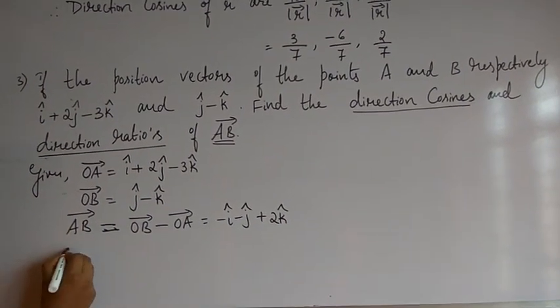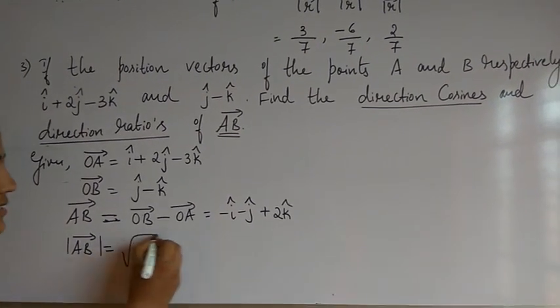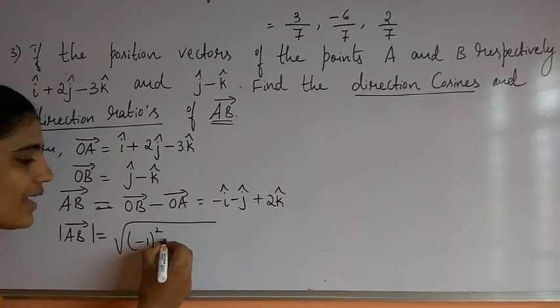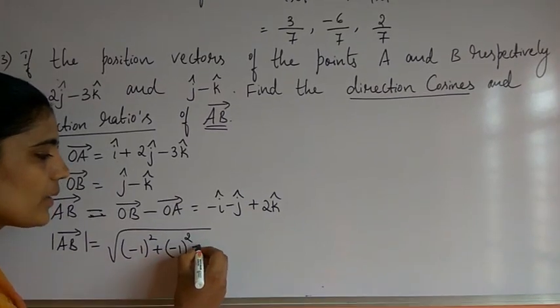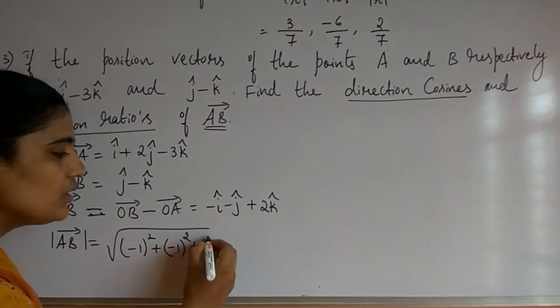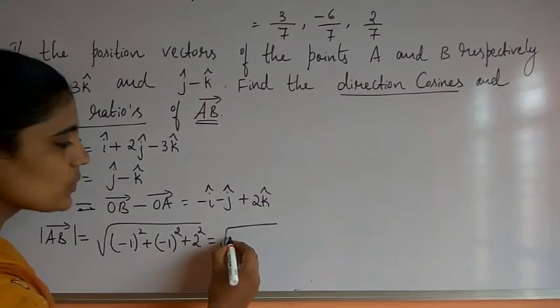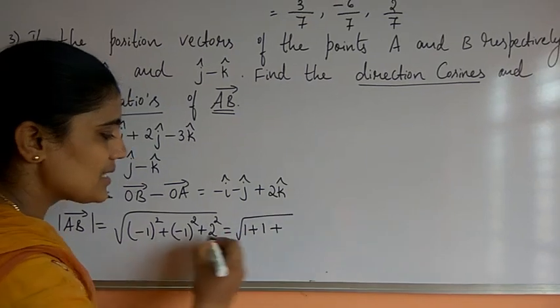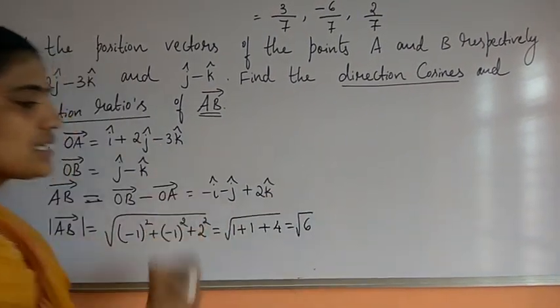Find the magnitude of vector AB now. So magnitude of vector AB equals square root of x value minus 1 whole square plus y value is again minus 1 whole square plus z value 2 square. So here we get root of minus 1 whole square is 1 plus minus 1 whole square 1 plus 2 square 4. So magnitude of vector AB is root 6.